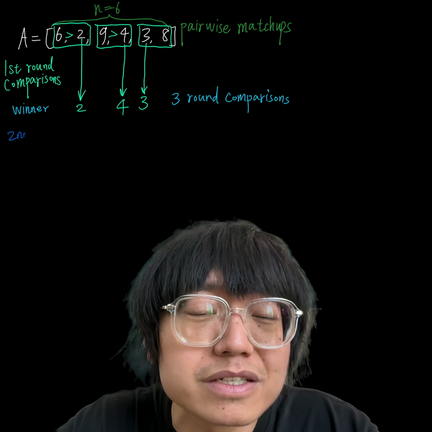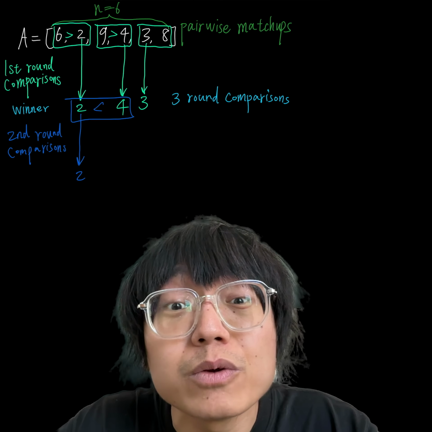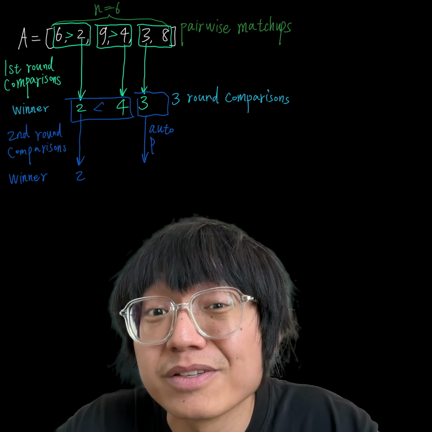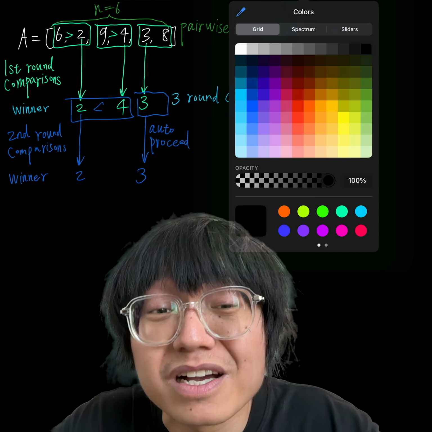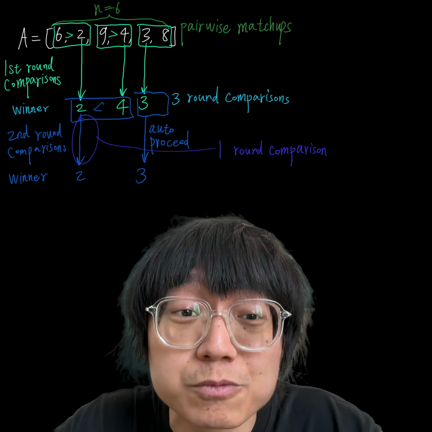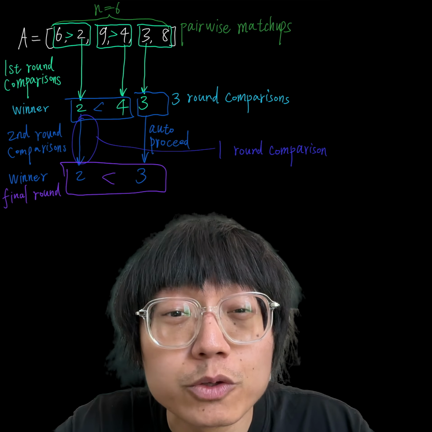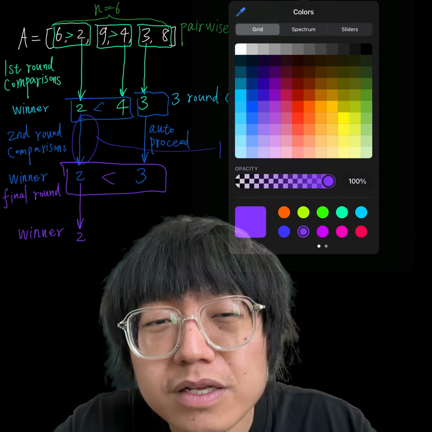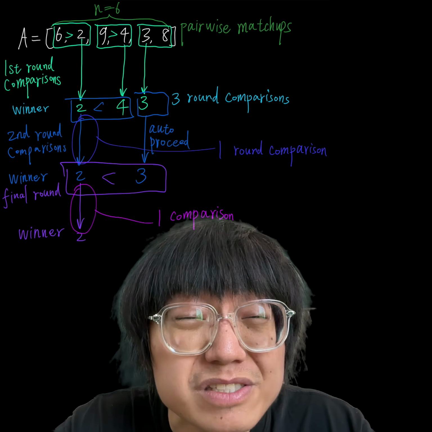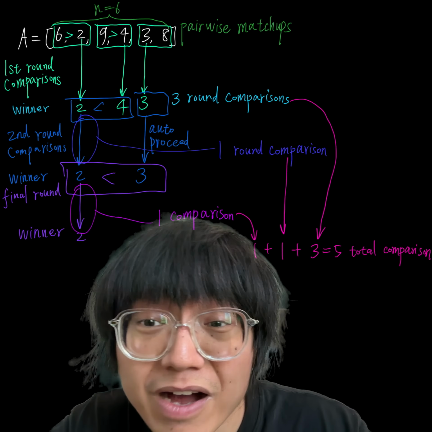And in the second round of the comparison, 2 versus 4, the winner is 2. And 3 has only 1 element left, right? So 3 automatically proceeds to the next round, as happens if there is an odd number of winners present, right? And then the total comparison in this round is 1, and the final round of the comparison is 2 versus 3. The winner is 2, so the total comparison in this round is also only 1. So the total comparisons we made is 3 comparisons in the first round plus 1 comparison in the second round and 1 comparison in the final round, which is equal to a total of 5 comparisons.